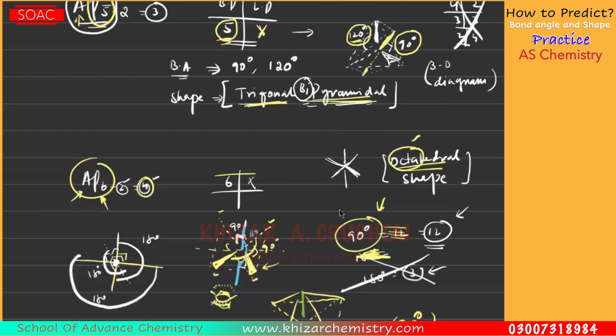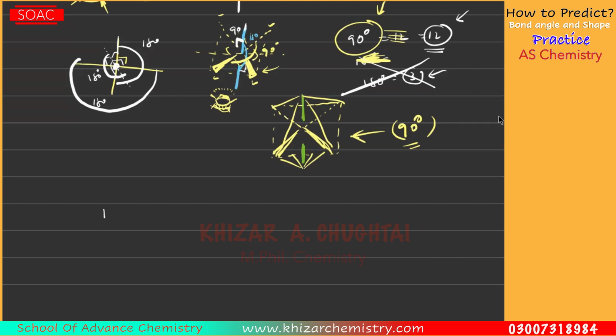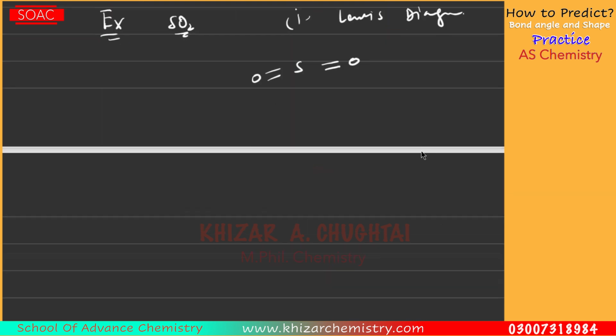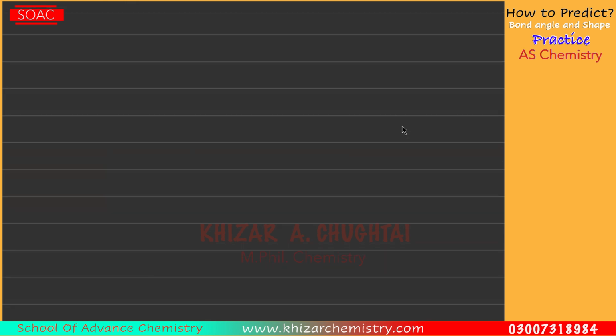Got it? Now I'm going to check an example again. I'm going to solve an example to check the SO2 molecule. So the first step is to draw its Lewis diagram or Lewis structure. So there is a Lewis diagram, sulfur at the middle and double bond oxygen, double bond oxygen. Now the second step, let me write it over here on the next page. So sulfur at the middle, double bond oxygen, double bond oxygen.